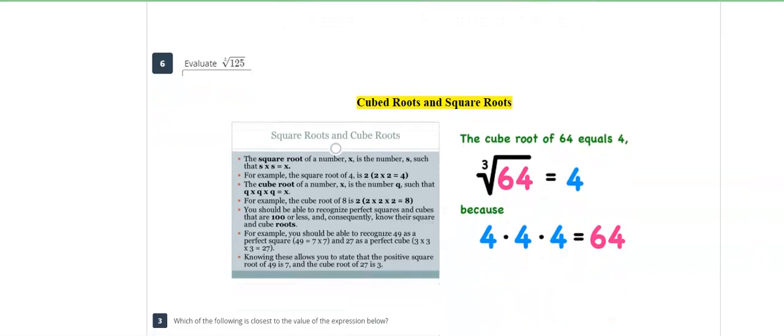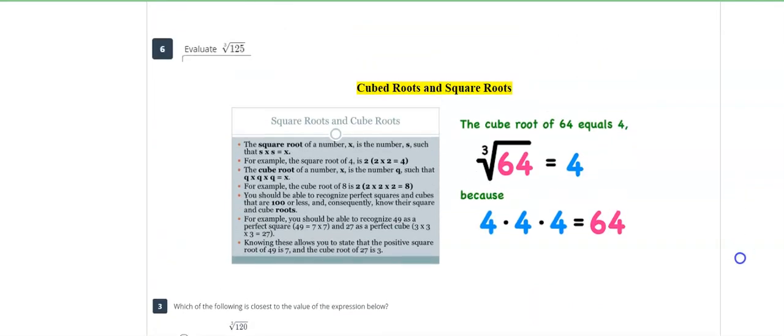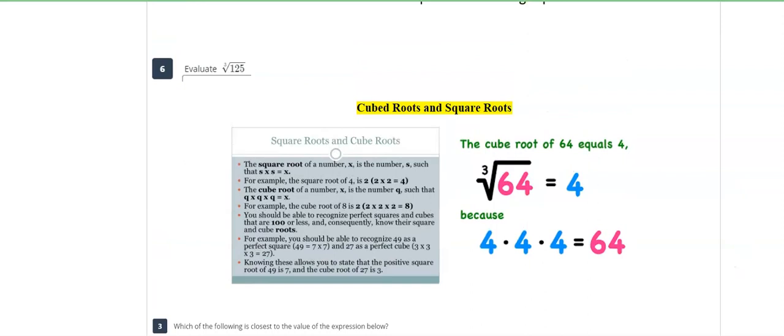Okay, so number 6 here and the one below it, number 3, both go together. We have the cube root of 125. Now, square roots and cube roots are slightly different. A square root of a number x is the number s such that s times s is equal to x, which I think we've all got under control now.